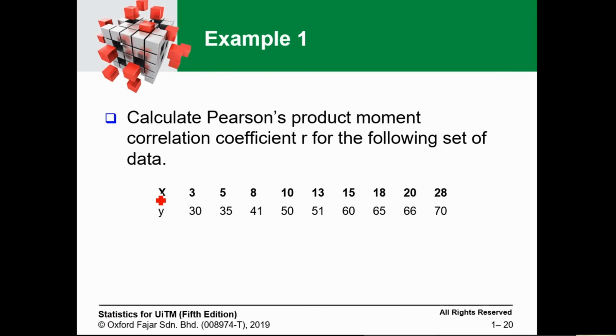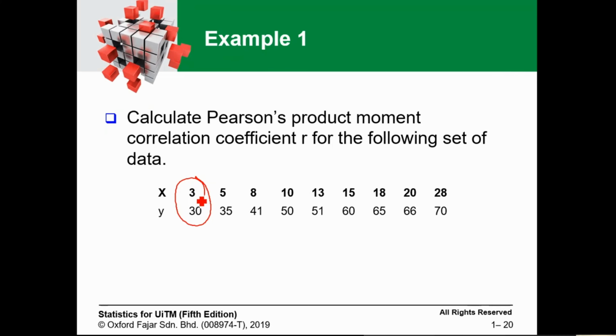We have X, we have Y. For X, we have 3, 5, 8, 10, 13, 15, 18, 20, 28. For Y, we have 30, 35, 41, 50, 51, 60, 65, 66, and 70. You need to keep in mind that each one of those is called an observation.